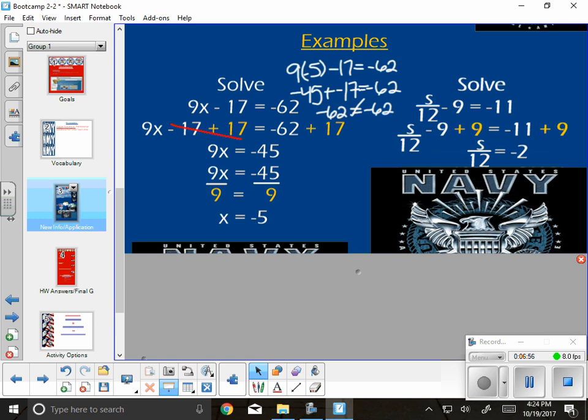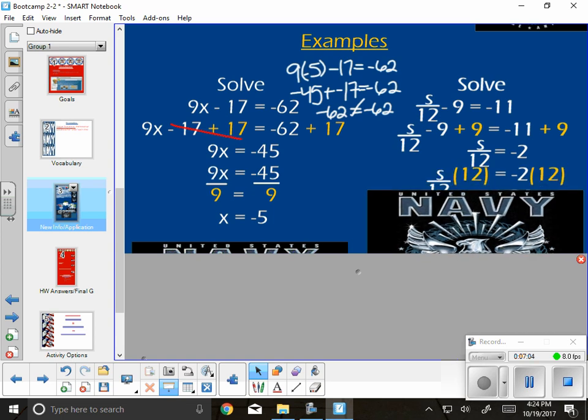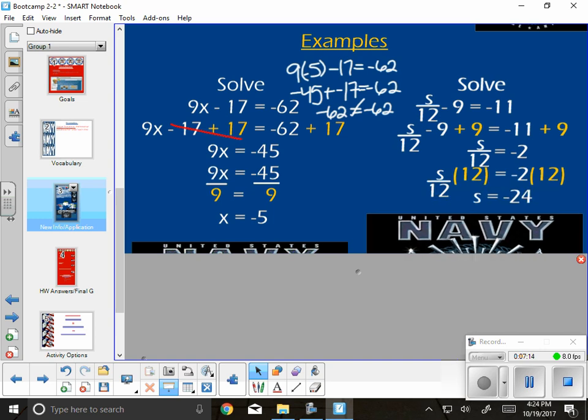So from here, to get rid of the thing attached to the variable, which is the 12, we're going to have to multiply both sides by 12. When we do that, we're going to get s alone, and we're going to have s equals negative 2 times 12. And negative 2 times 12 is negative 24.